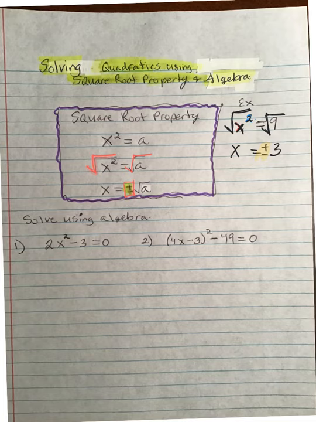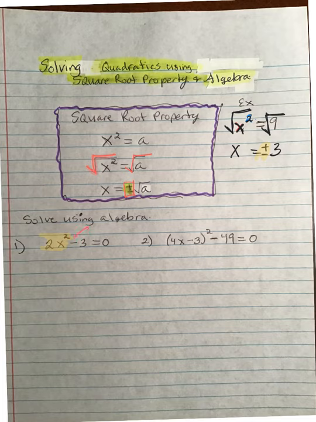So here we have a quadratic equation. Notice it's in standard form. And we want to solve it using algebra and the square root property. So we want to isolate the quadratic term. So the quadratic term, this is the quadratic term. So we want to isolate. Remember when we were isolating absolute values? So now we want to isolate the quadratic term.